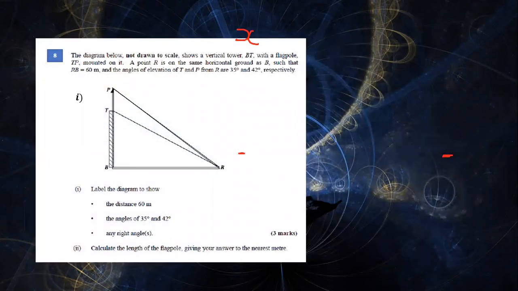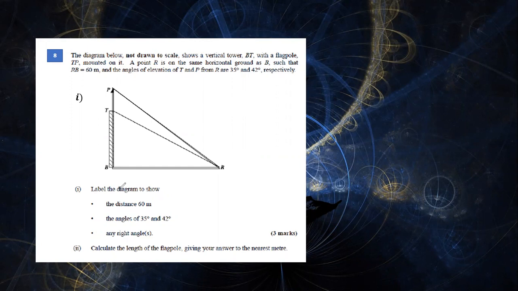And let's look at this question here. The diagram below, not drawn to scale, shows a vertical tower BT with a flagpole TP mounted on it. A point R is on the same horizontal ground as B, such that RB is equal to 60 meters, and the angles of elevation of T and P from R are 35 degrees and 42 degrees respectively.